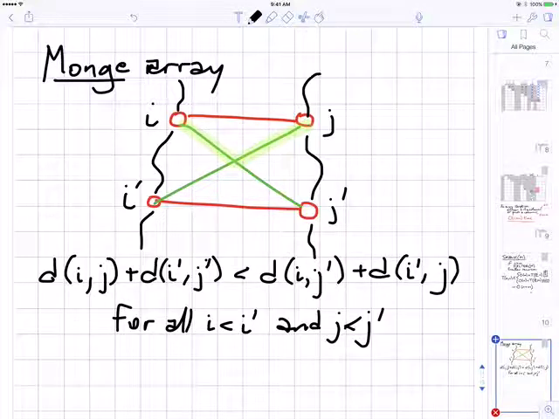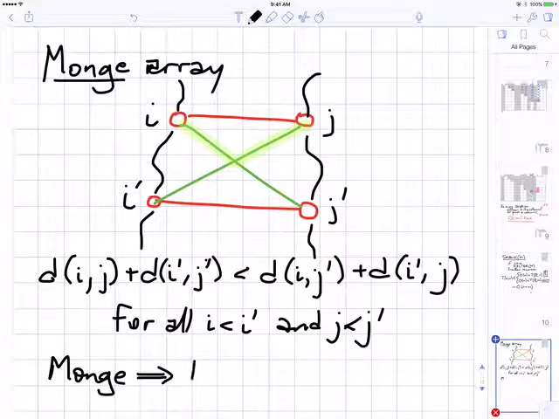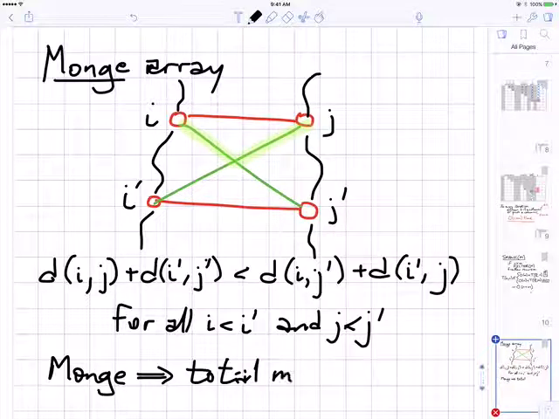Now it turns out it's quite easy to prove that every Monge array is totally monotone. The only way to violate total monotonicity is for D[i][j prime] to be smaller than D[i][j], so in the upper row the minimum is on the right, and for D[i prime][j] to be smaller than D[i prime][j prime], so in the lower row the minimum element is on the left. But now I violated Monge by just adding those two inequalities. So Monge implies total monotonicity.